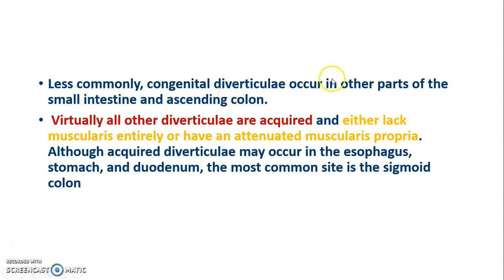Congenital diverticula may occur in other parts of the small intestine and ascending colon other than the ileum, but they are less common. All other diverticula are acquired, other than Meckel's diverticulum, and they lack the muscularis entirely or have an attenuated muscularis propria.